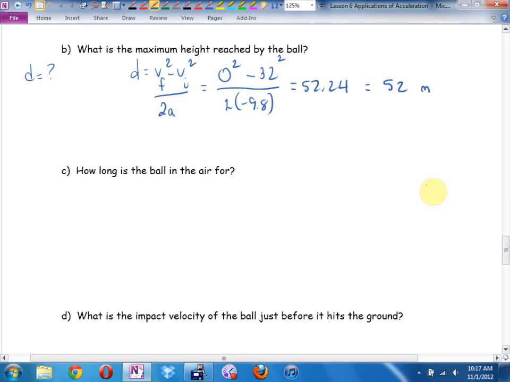C. How long is the ball in the air for? Next to that, you can put a quotation mark. We have a name for this. We call this the time of flight, the flight time. So I may say to you, instead of how long is the ball in the air for, I may say, oh, it's the time of flight. Oh, and I'm pretty sure they're asking me to find a time.